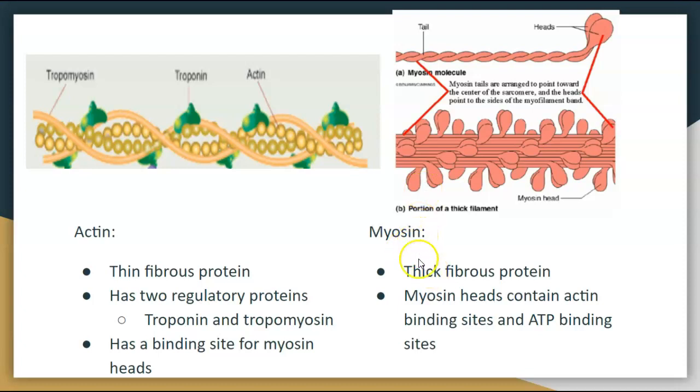So yeah, the only thing I'm missing on this is that myosin heads contain actin binding sites, right? Because myosin binds to actin, right? And there's ATP involved, right? You need energy to be able to move muscles.